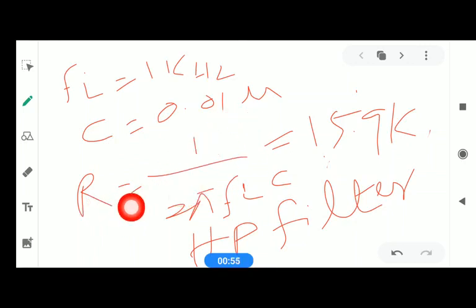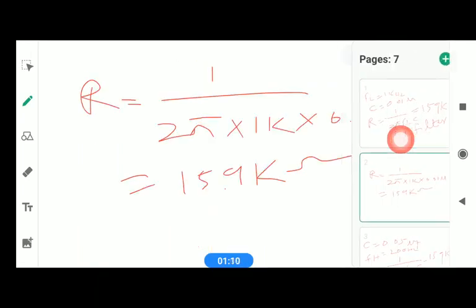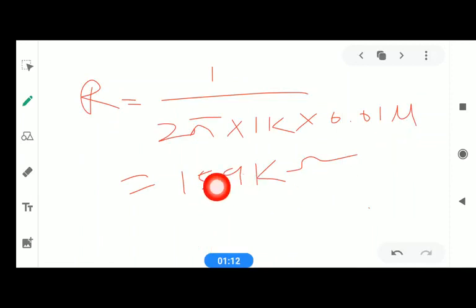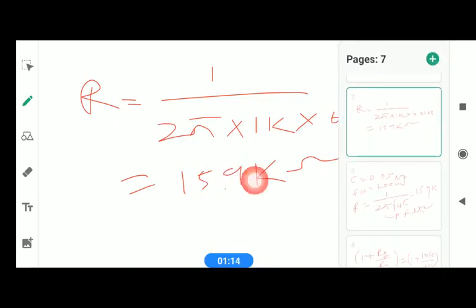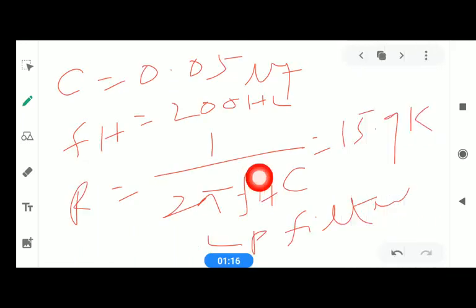Okay, so first we design the high pass filter, consider C equal to 0.01 microfarad. Using the formula R equal to 1 divided by 2 pi FL C, substitute FL as 1 kilohertz and C as 0.01 microfarad, you will get 15.9 kilo ohm as R for the high pass filter. Then we'll go for designing the low pass filter.